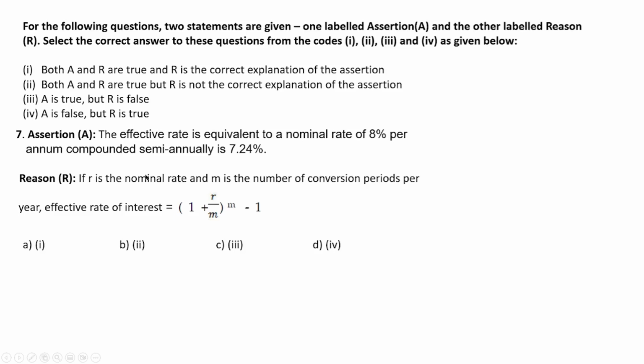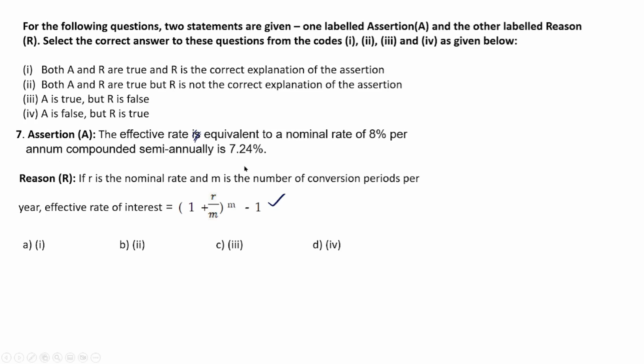Next question. The effective rate equivalent to a nominal rate of 8% per annum compounded semi-annually is 7.24%. So we have to check whether the effective rate equivalent to a nominal rate of 8% which is compounded semi-annually is 7.24 or not. Reason is, if R is the nominal rate and M is the number of conversion periods per year, effective rate of interest equals 1 plus R by M, the whole raised to M, minus 1. So here the reason is true.